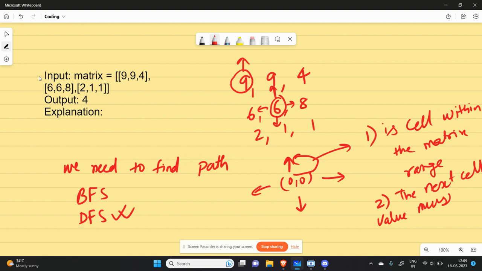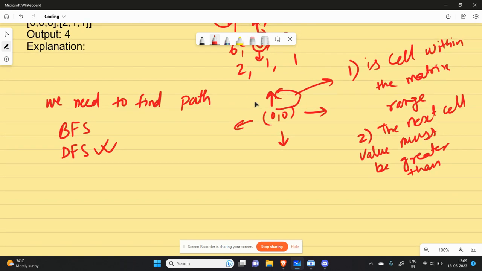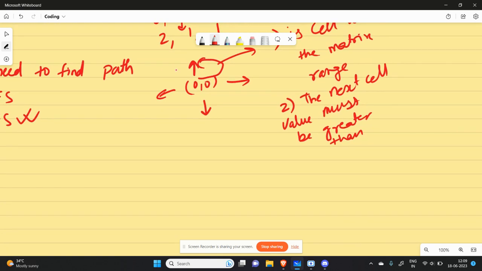must be greater than the current cell value.